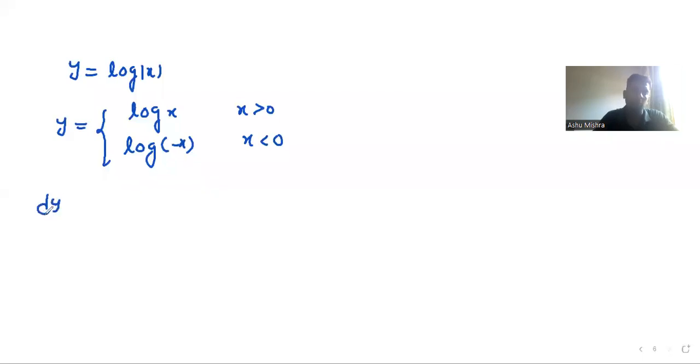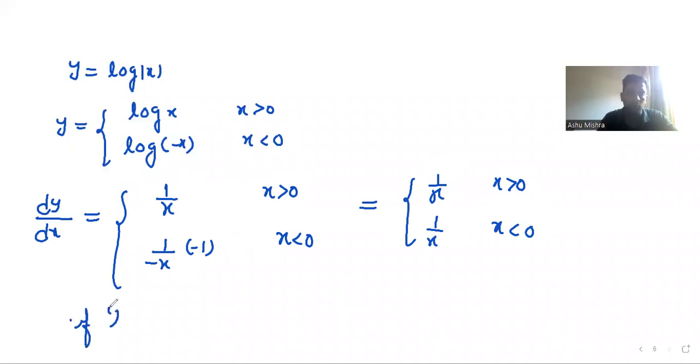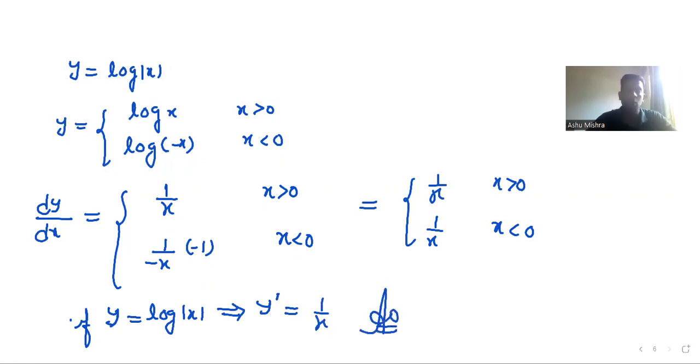That means when you're differentiating both sides, the derivative dy over dx: the derivative of log x is 1 upon x when x is more than 0. This will be 1 upon minus x, and the derivative of minus x is minus 1, when x is less than 0. And your final answer will be 1 upon x when x is more than 0, or 1 upon x when x is less than 0. That means the final answer is, for y is equal to log of mod x, the derivative will be equal to 1 upon x. Thank you. It's the concept of chain rule.